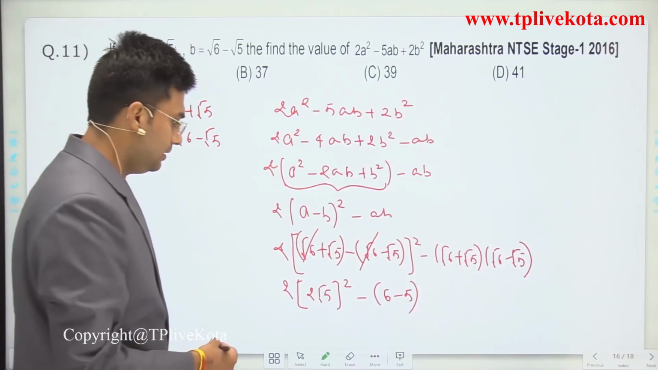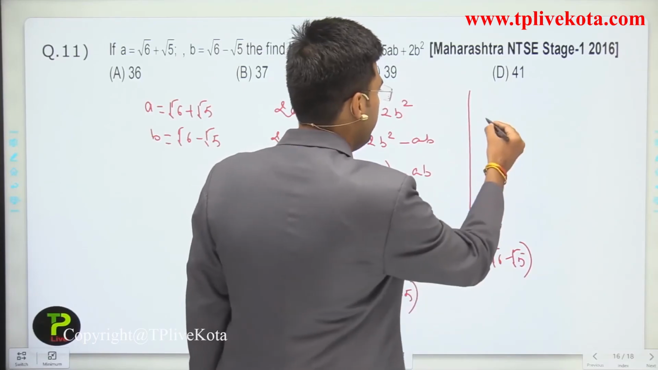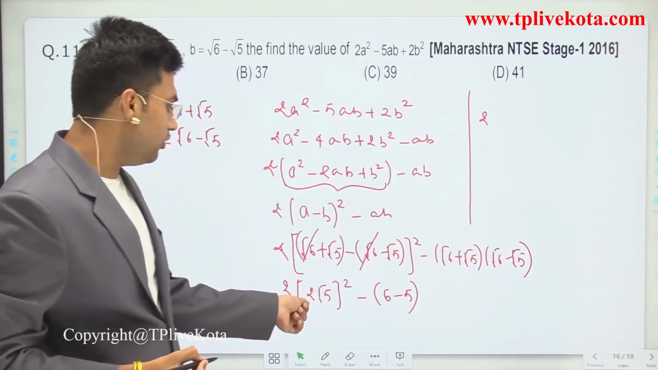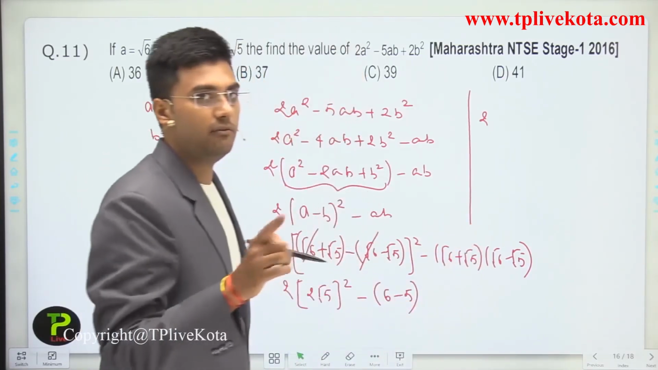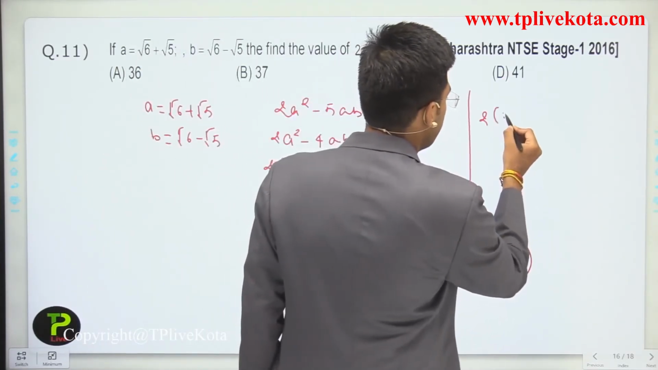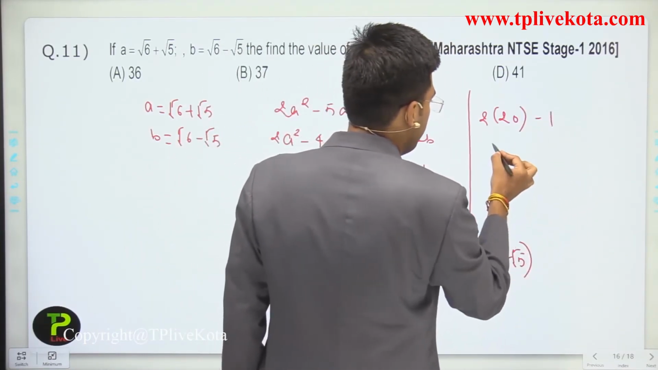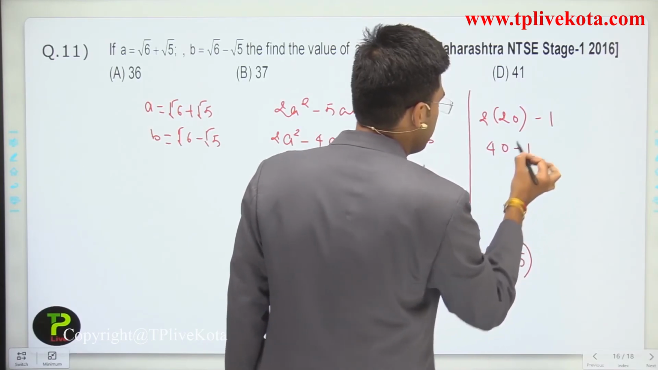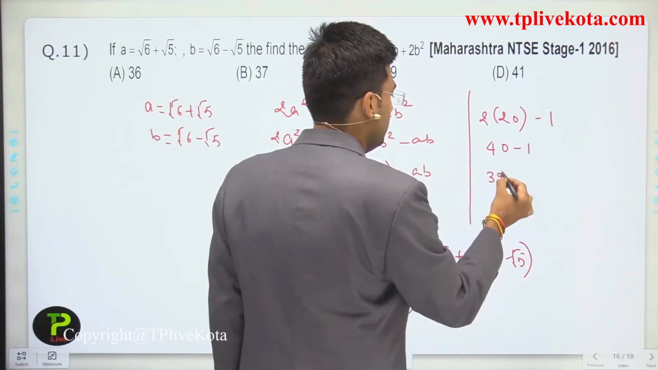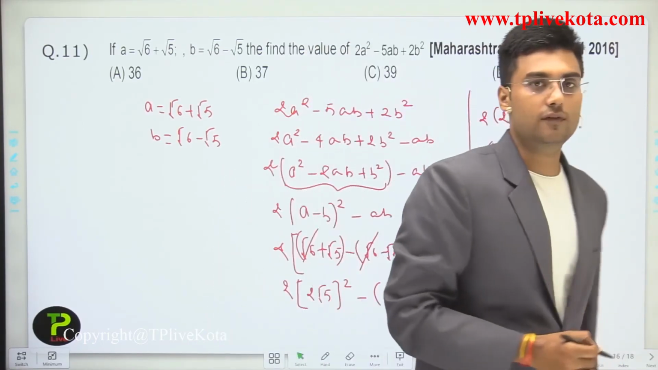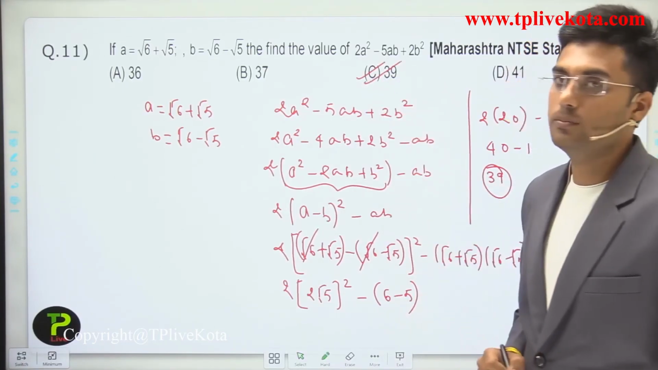Clear? Now when we solve this, what will we get? We will get 2 multiplied by square of 2 root 5. It is equal to 4 multiplied by 5, and 4 multiplied by 5 is equal to 20. So it is equal to 20, and minus 6 minus 5, which is 1. So we can write it as 40 minus 1, and 40 minus 1 is equal to 39. So 39 is the final answer of this question. So option C is the correct option.